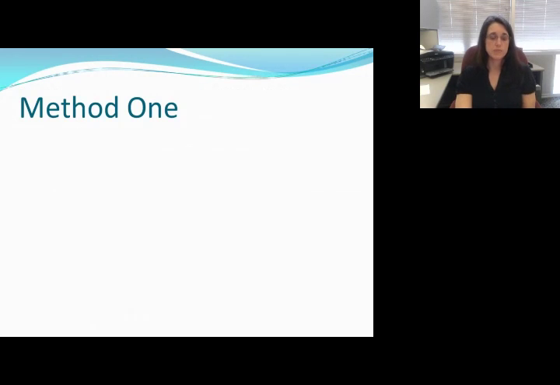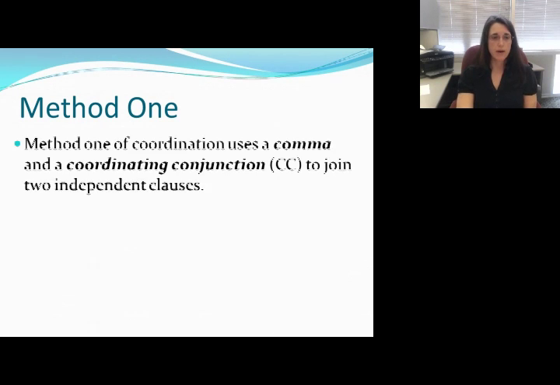So our first method, to be honest, is one of the most common methods that we have. And method one of coordination uses a comma and a coordinating conjunction to join two independent clauses. Now, commonly our coordinating conjunctions would be what you would call your FANBOYS conjunctions. And many of you are familiar with your FANBOYS conjunctions. The letters in the word FANBOYS begin every conjunction you would use. So it would be for, and, nor, but, or, so, or yet. And so those coordinating conjunctions, you have to know them. They're a very fixed set of conjunctions, and this is why this is probably the easiest of the three methods, because you have a very fixed group of conjunctions to choose from.